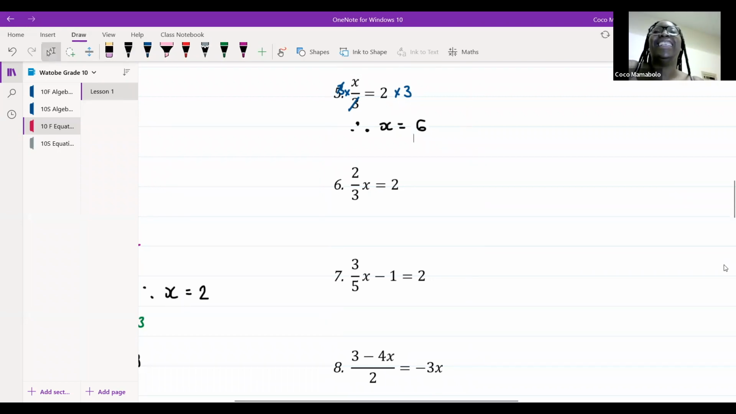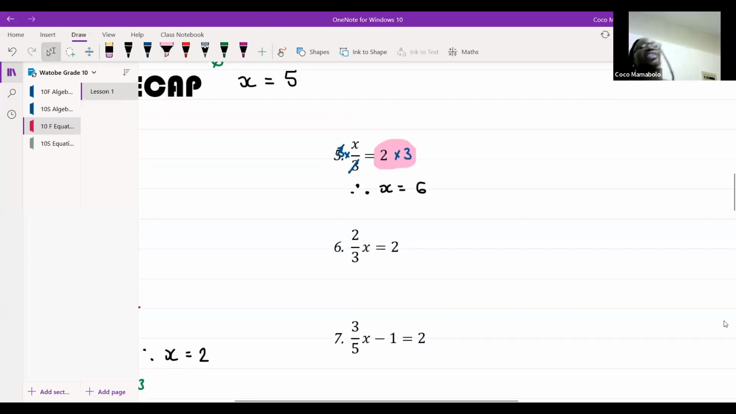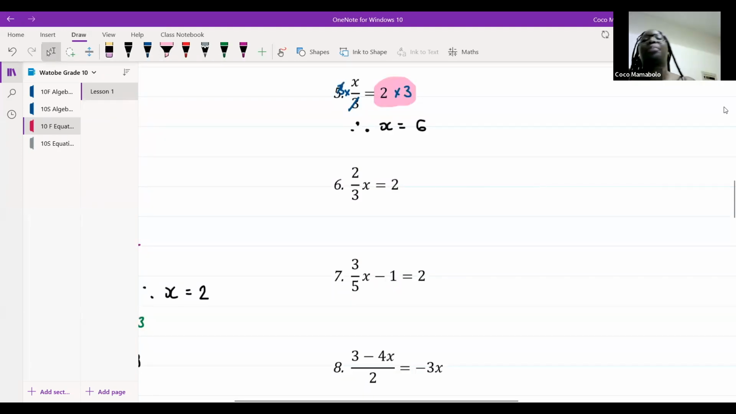Okay. Wait, it's 6. Yes, because we're multiplying 2 times 3. Remember what we did on this side, we multiplied by 3. So we need to multiply by 3 on the other side as well. Okay. All right. Thank you. Don't forget, just because the sign says divide, if we multiply, we must multiply on both sides.